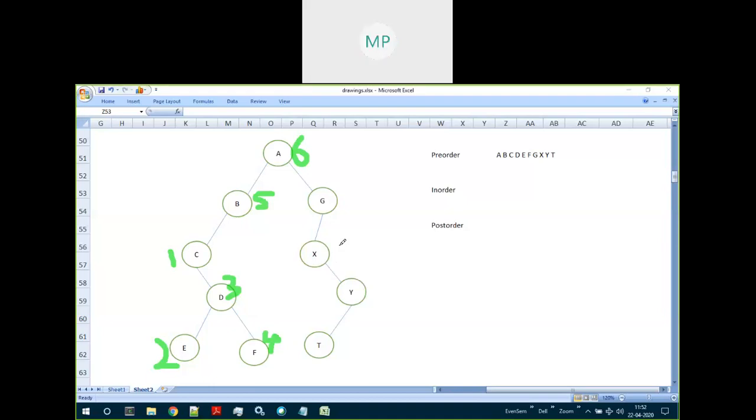X. Yes, I will be reading X first. Since left is not there, I leave the left, and the parent I read as X. Then I have to go for its right. In its right, what do I have? Here is Y. Is it again making a subtree? Yes, it is making a subtree and it has T as its left.